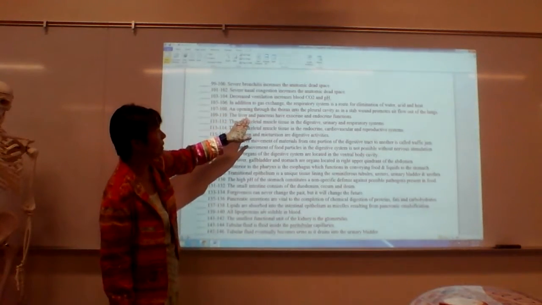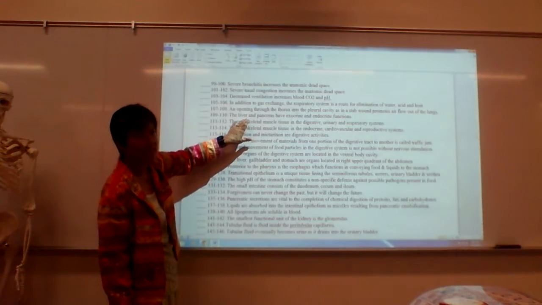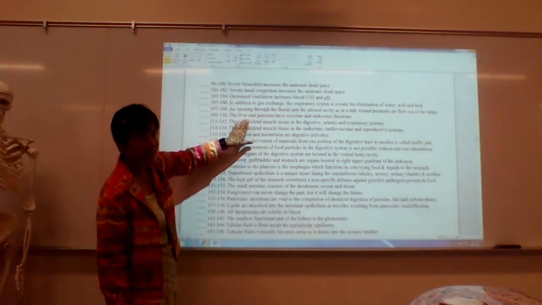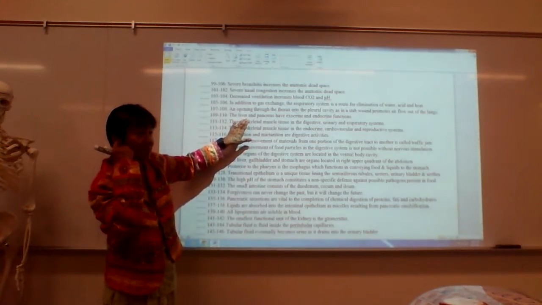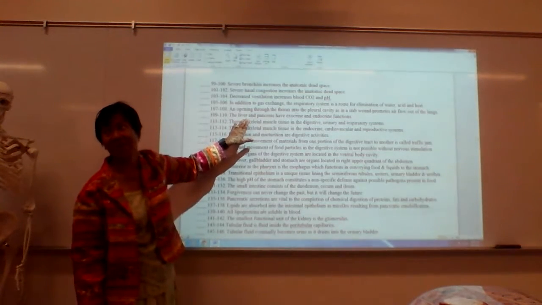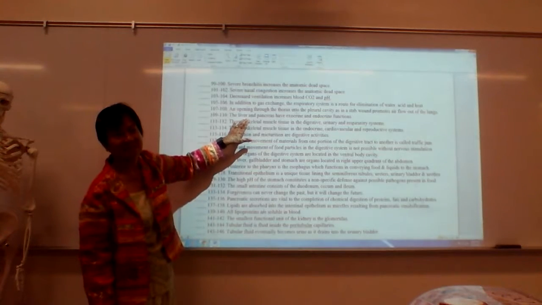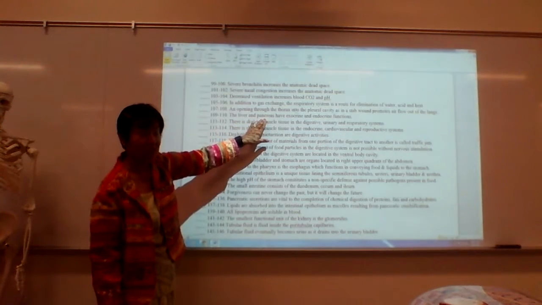The liver and pancreas have exocrine and endocrine functions. What hormone does the liver make? Does the liver make any hormone? No, it's only the pancreas, right? The pancreas makes your insulin and glucagon.